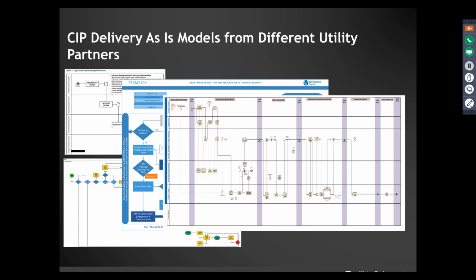One example of this is the as-is model for the CIP delivery. The lead utility for this topic area is Team 2100 UK Environmental Agency. At the meeting prior to the workshop, the state of the development of the processes and documentation, both processes and artifacts, were discussed. Other CIP delivery processes came from other utilities such as the Metropolitan Council of Environmental Services, Toho Water, and Metro Vancouver.